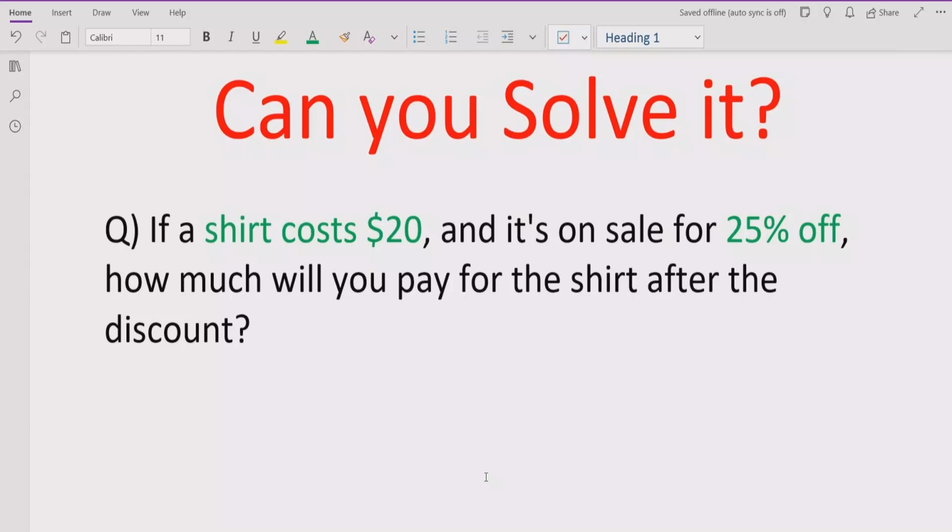Today we will learn about the percentage question. We have another quiz here in which a shirt is $20 and now it's on sale, which is 25% off. So how much do you have to pay for the shirt after the discount? We will find out how we can solve these types of questions.